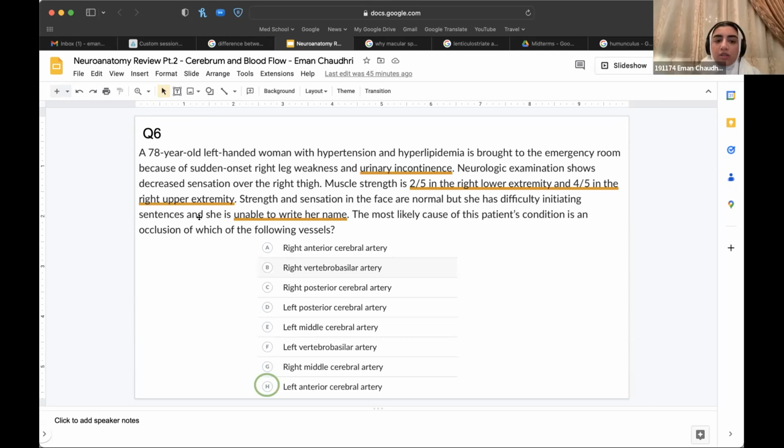Difficulty initiating sentences. I think that is very confusing because she is left-handed and it's in the left hemisphere. I think what they want you to focus on in this question, because by the way, when I was answering this question, it is one of the harder questions on AMBOSS, they want you to focus on where the motor deficit is in her body, if it's on the right or left, and if it's on the right, then you're supposed to understand, okay, it's contralateral, so it's left.